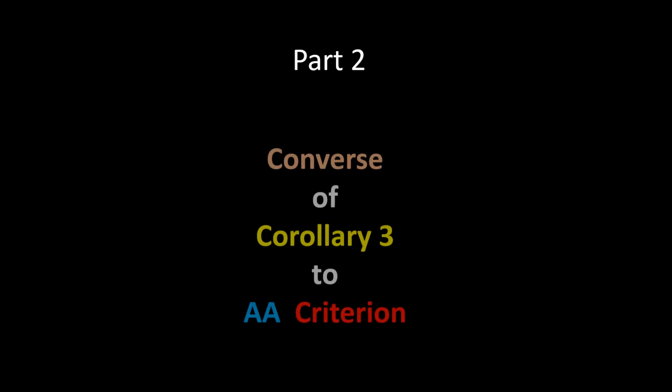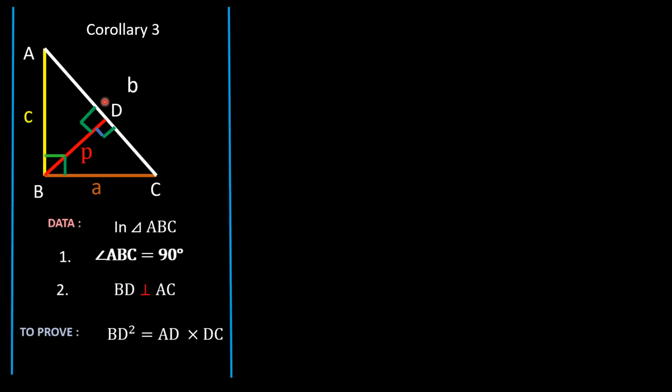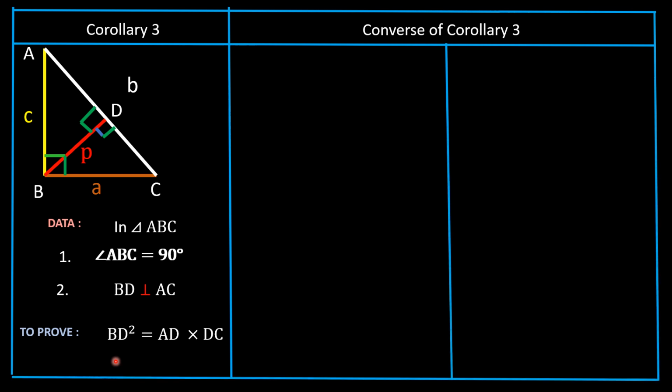Friends, once again welcome for part number 2, wherein we are going to discuss the converse for the corollary number 3. We have already understood corollary number 3 in part 1. In this part, we are going to understand the converse of this corollary number 3 to AA criterion. These are the parts: figure, data, and to prove for corollary number 3, and the proof also we have already understood. So we are trying to understand the converse of this corollary 3.